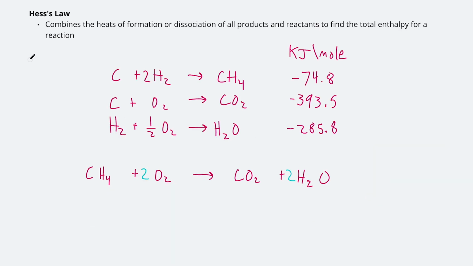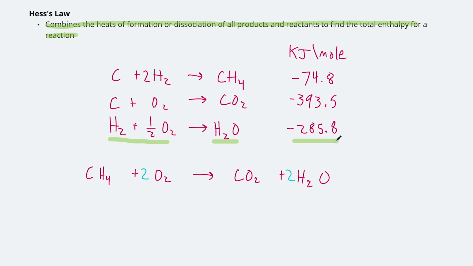Now we can finally go over Hess's law. Hess's law combines those heats of formation and dissociation for the products and the reactants in a reaction and allows us to calculate the total change in enthalpy for an entire reaction. So here we have a list of molecules and their heats of formation. Notice how on the left side we have the elements in their standard state, and on the right side of those reactions we have the molecule, and then we are given the amount of energy that's released when this happens.